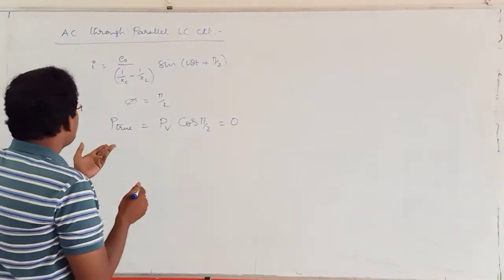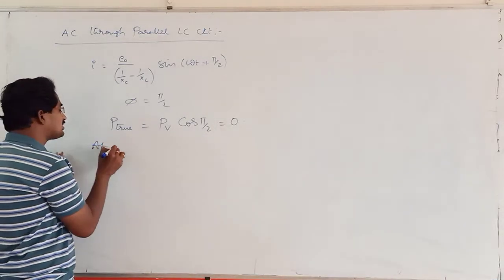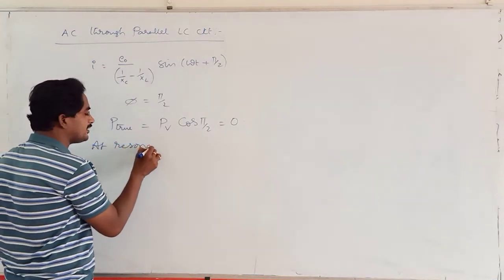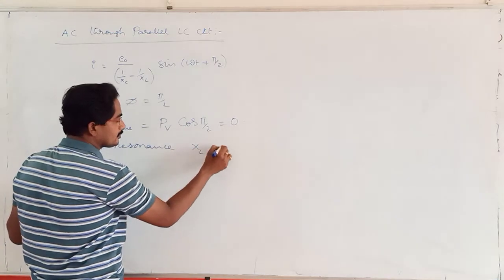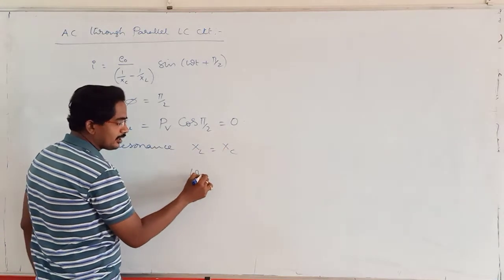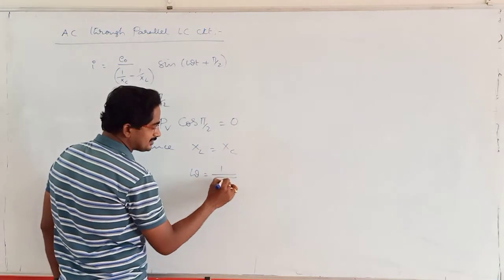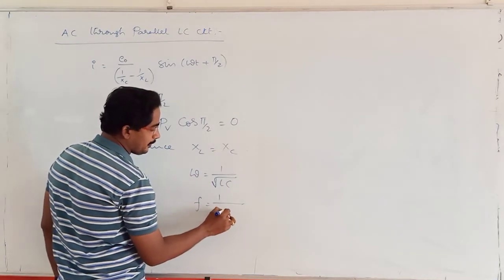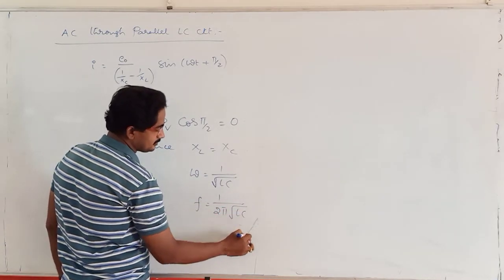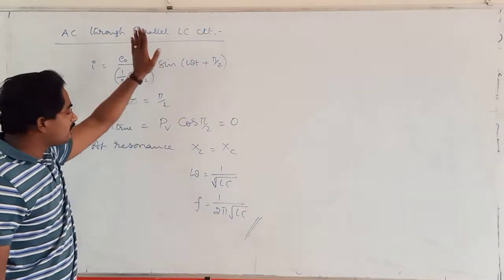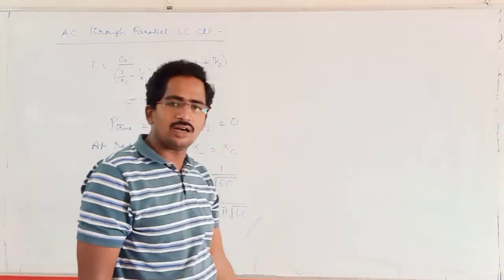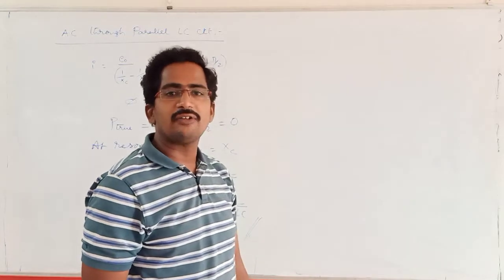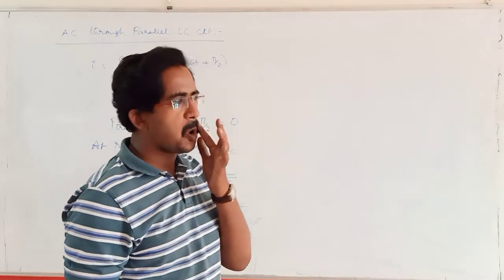At resonance, normally XL value equal to XC. Then omega equal to 1 by root LC and F equal to 1 by 2 pi root LC. So these are the formulas, again repeated here also in the case of AC parallel circuit.